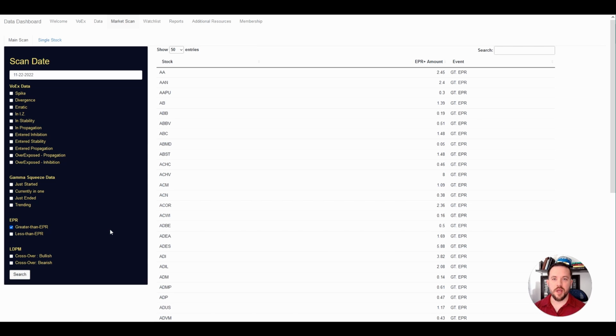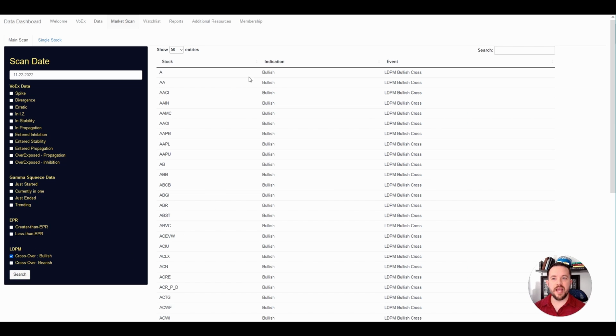And lastly, if we move from the expected price range to LDPM crossovers, we get something very similar. It tells us the stocks that experienced an LDPM crossover and if the indication was bullish or bearish. That means if it's bullish, the price is now above LDPM, and if it is bearish, the price is now below LDPM. So that about covers it for the main features of the market scan.